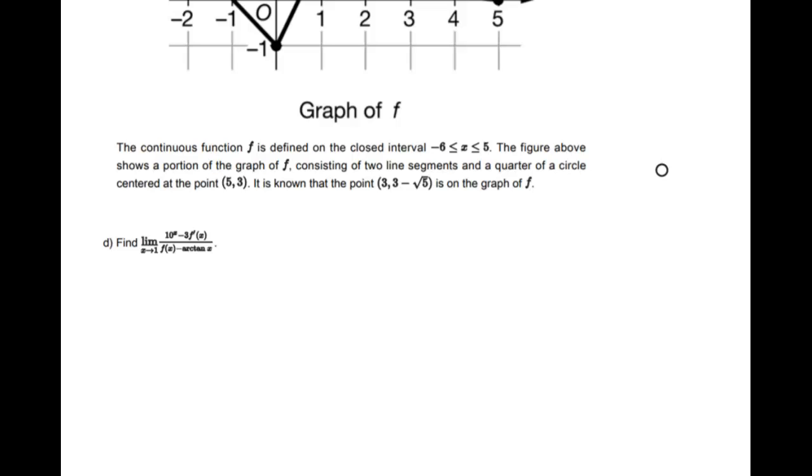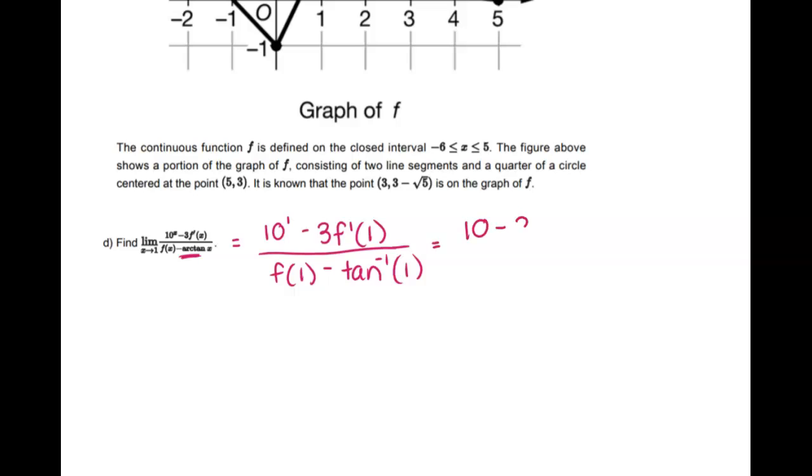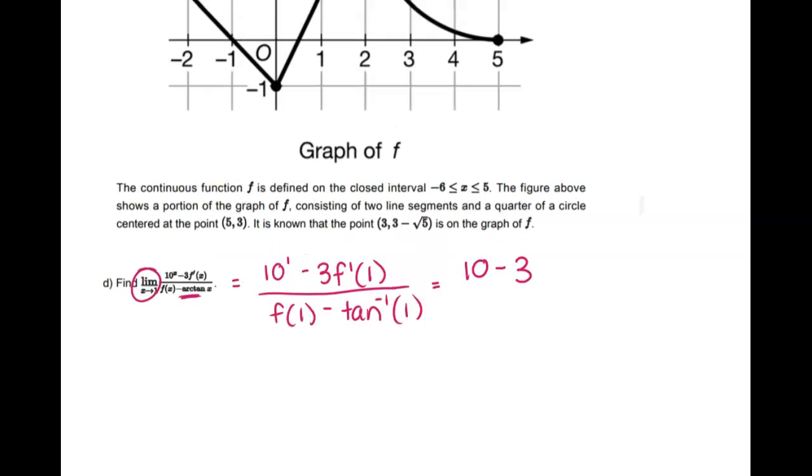First step with limits. Plug in the 1, see if we can get anything good. So if we plug in a 1, we end up with 10 to the first power minus 3 times f prime of 1 over f of 1 minus arctangent, which is the same as inverse tangent, which we write this way. And this is equal to 10 minus 3. Now, keep in mind I got rid of the limit notation on purpose, because we plugged in the number 1, so we don't need it anymore.